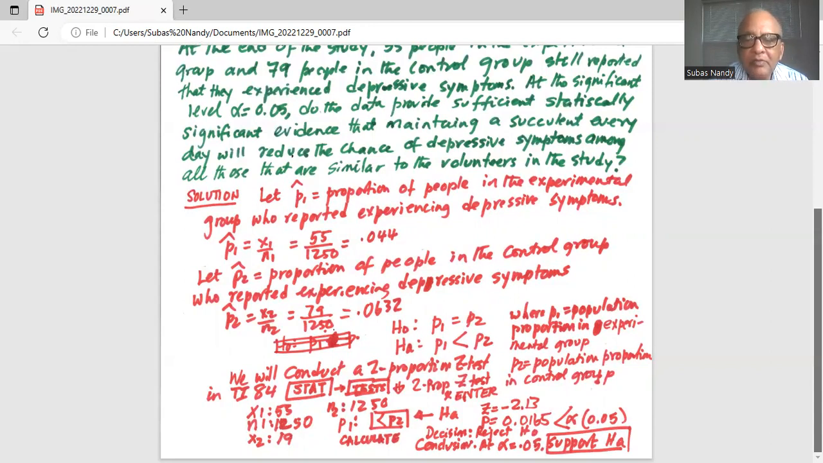My test statistic comes out as minus 2.13 and my p-value, the probability of getting a test statistic as extreme as minus 2.13, is 0.0165, which is less than alpha, 0.05. So the decision is reject H0. Conclusion at alpha equal to 0.05: there is enough evidence to support the alternate hypothesis that p1 is less than p2.